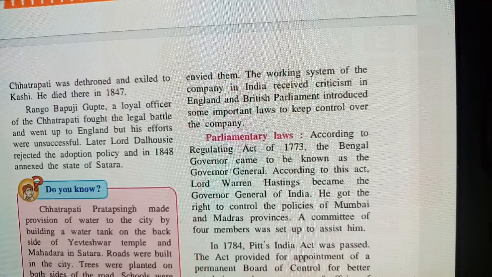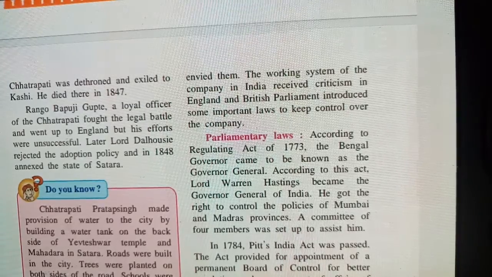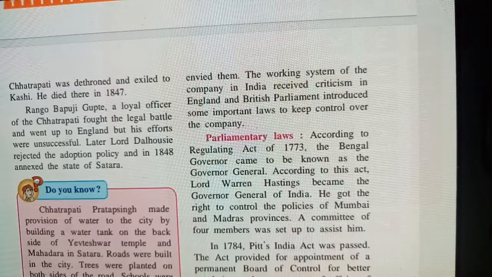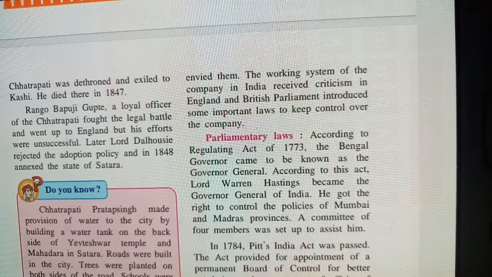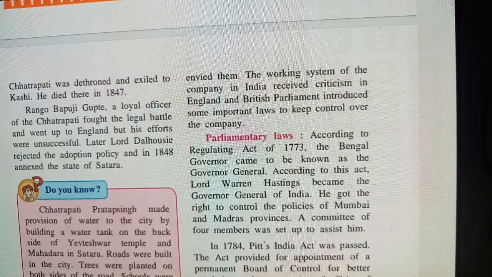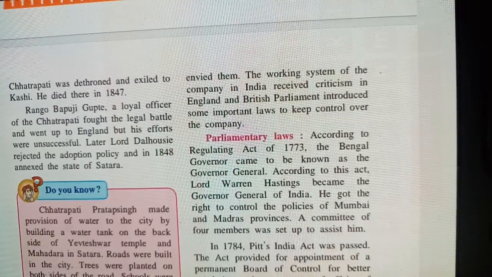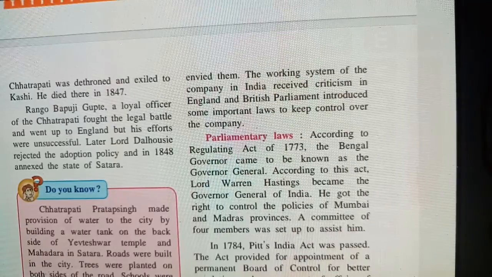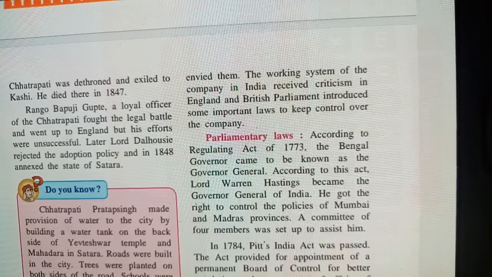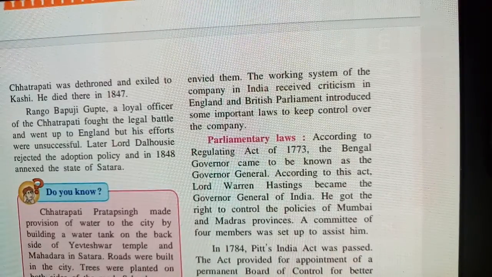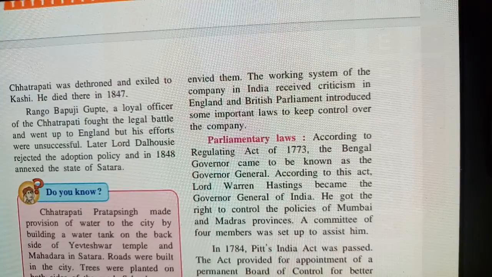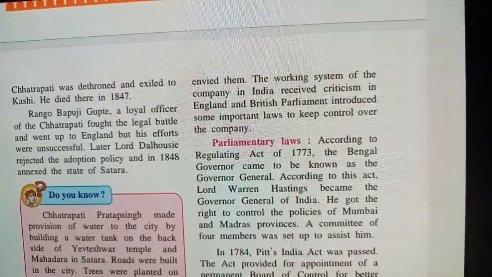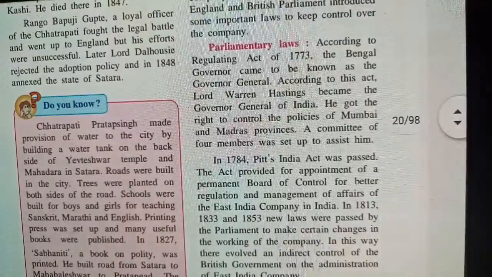England and the British Parliament introduced some important laws to keep control over the company. So the British people made some parliamentary laws to control the taxes that officers were collecting from the people. The British Parliament came forward and implemented laws to control those taxes. Next we will see the Parliament laws.